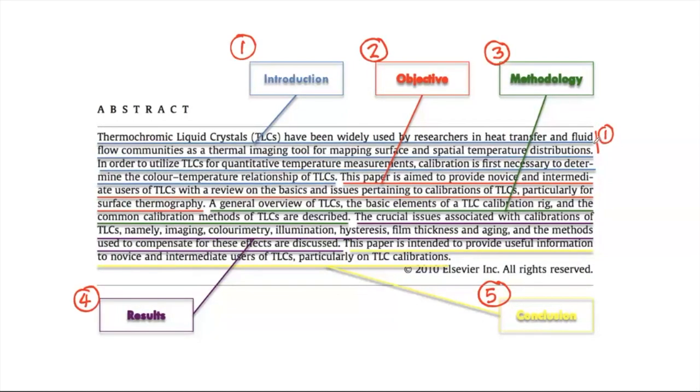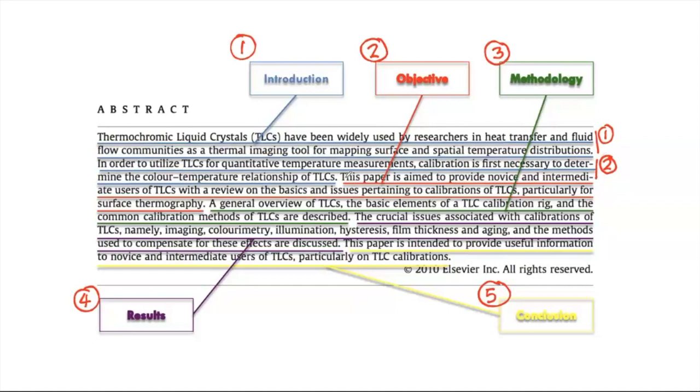And next, you have the same wording continue in the introduction section. In order to utilize TLCs, which are the thermochromic liquid crystals, for quantitative temperature measurements, calibration is first necessary to determine the color temperature relationship of TLC. So as we can see here, this is the second part of the introduction. So introduction sentence number two. So there are only two sentences for the introduction.